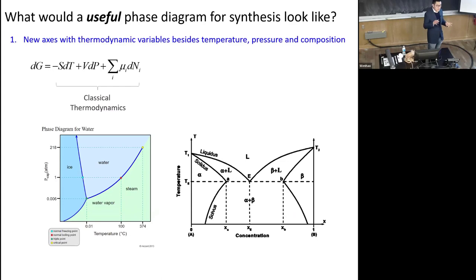One thing that we realize in the process of doing this exercise is that when we think about what a useful phase diagram would look like, we might have axes that show thermodynamic variables besides temperature, pressure, and composition. If you look at the Gibbs free energy, the natural variables are temperature, pressure, and composition. This is classical thermodynamics. You can use this to create PT diagrams or TX diagrams that you might learn in MSC 315.